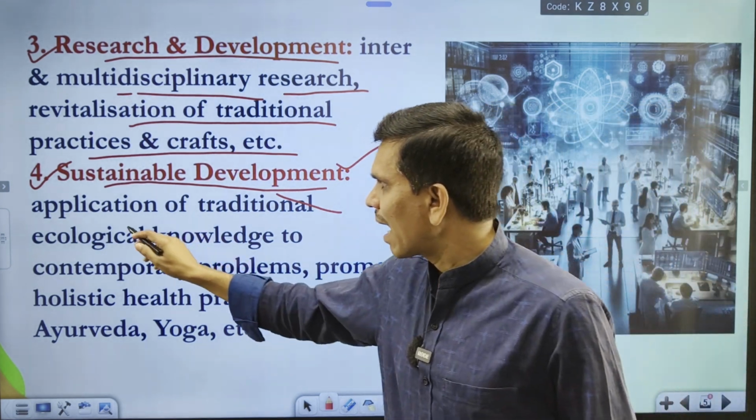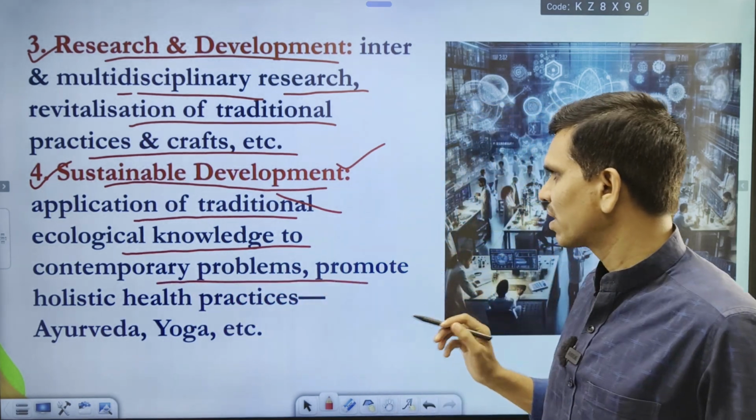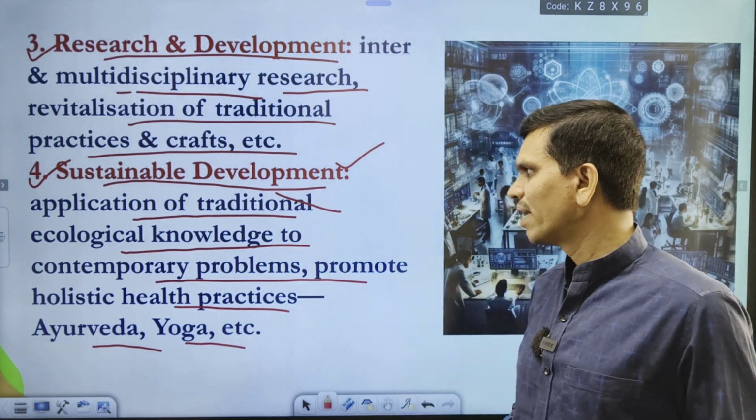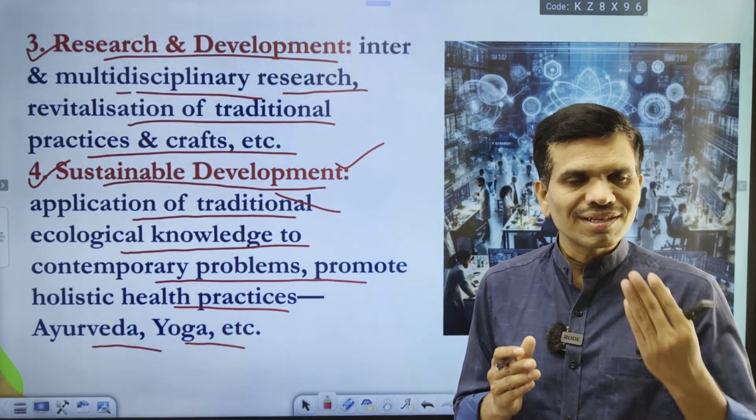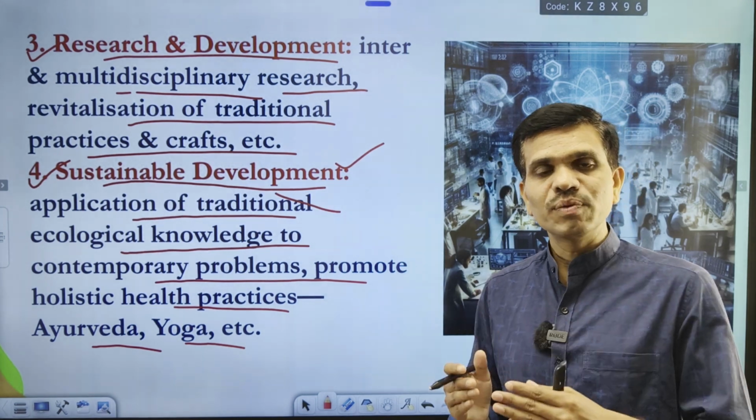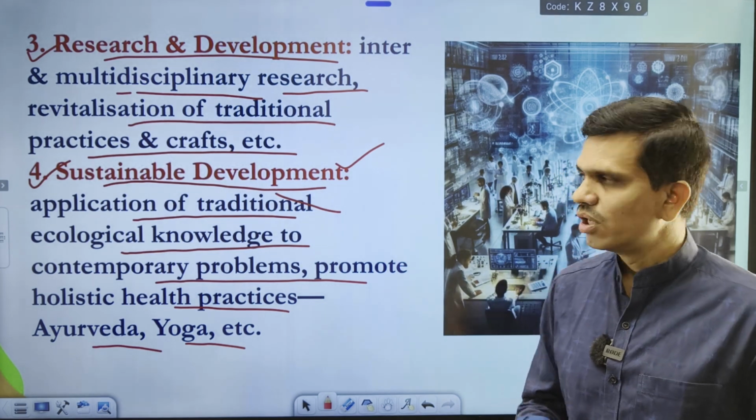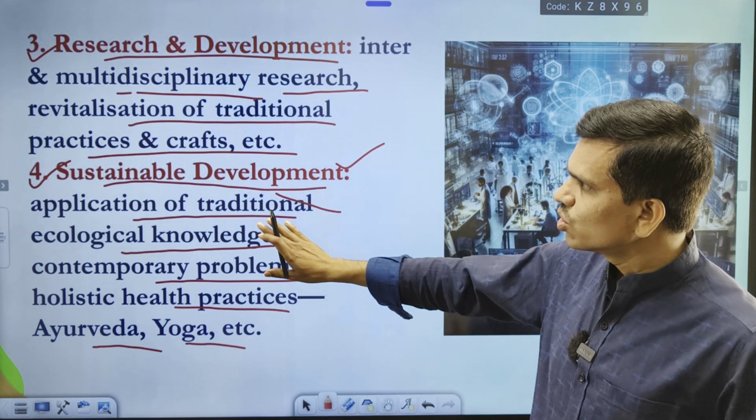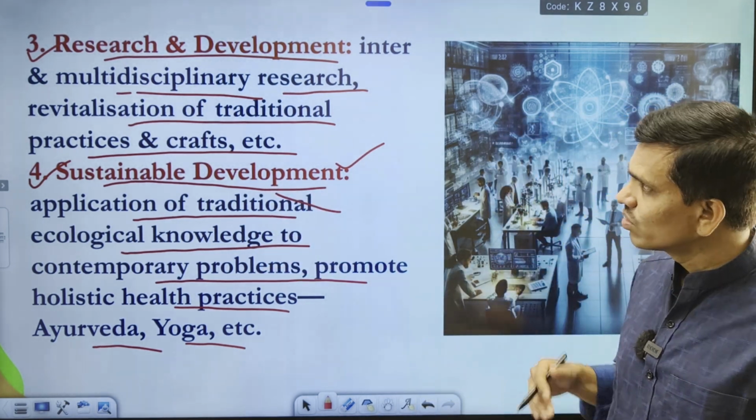We can apply traditional ecological knowledge to contemporary problems and promote holistic health practices. For example, we have Ayurveda and yoga. So we can apply this traditional knowledge and these traditional practices, and we can solve, to some extent, the problems we are facing right now, the problems of ecology and environment. So this is also one of the important objectives. Let's move to the next objective.